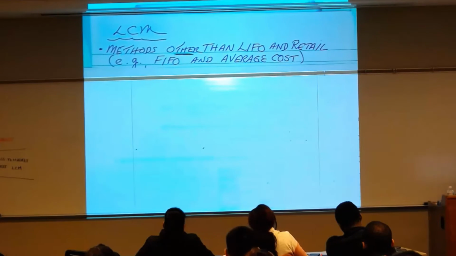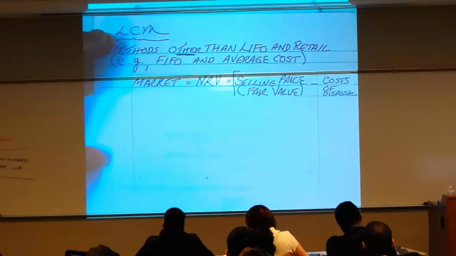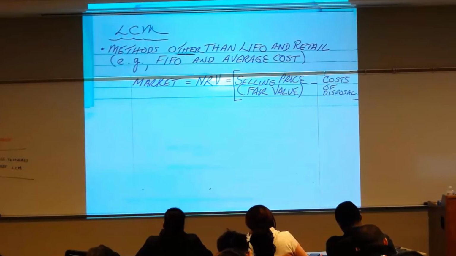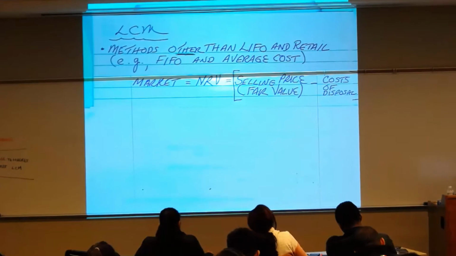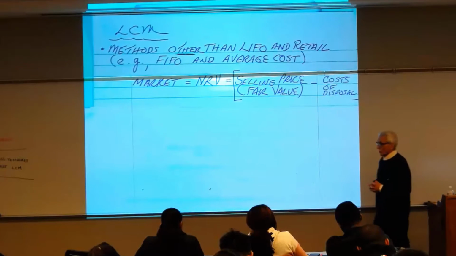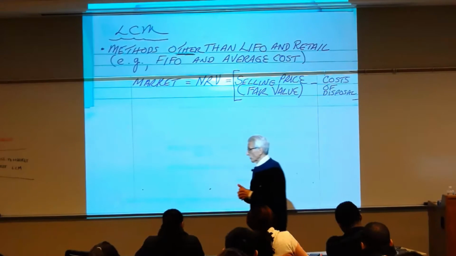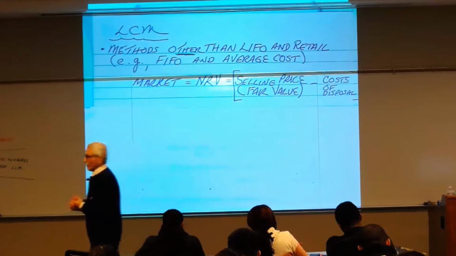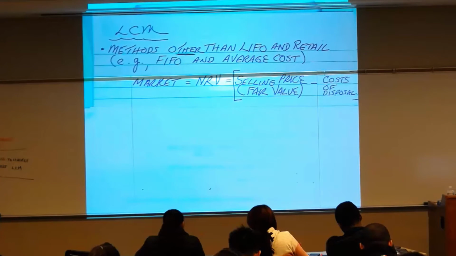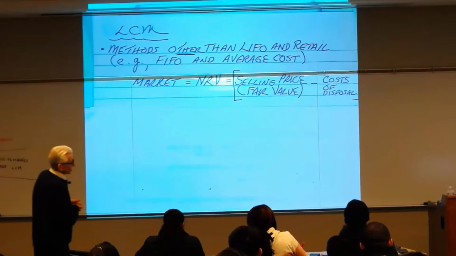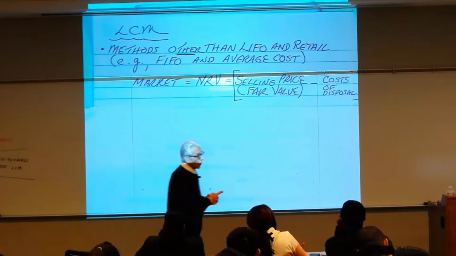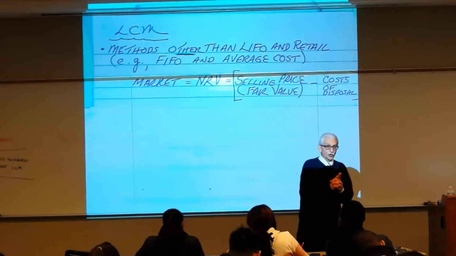So if the company uses any method other than LIFO or retail, for example FIFO or average cost, what's market? Market is net realizable value. The net realizable value is the selling price minus the cost of disposal. So it's the first thing you have to know. Market is net realizable value, which is the selling price minus the cost of disposal. Now that is for a FIFO or average cost company.